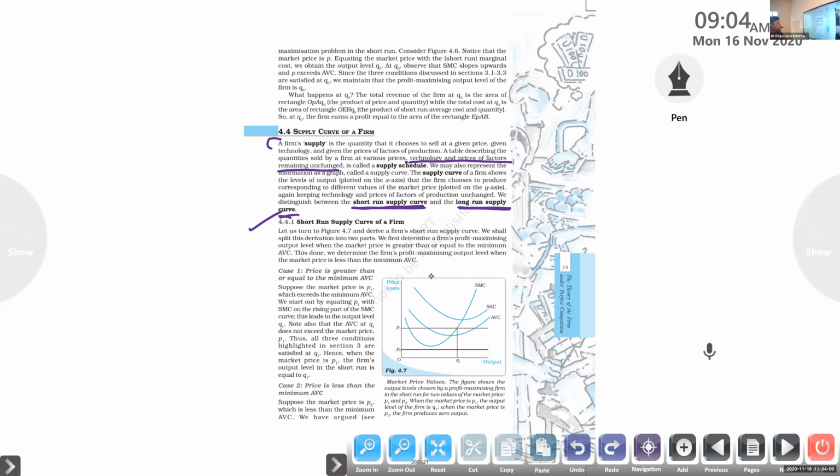So let us turn to figure number 4.7 and derive a firm's short-run supply curve. This is an example of a short-run supply curve. You can see SMC, short-run marginal cost, short-run average cost, and average variable cost. That will also be there in the short-run production. We know that the shape of all these curves does not change. In all the graphs, we find only these shapes.